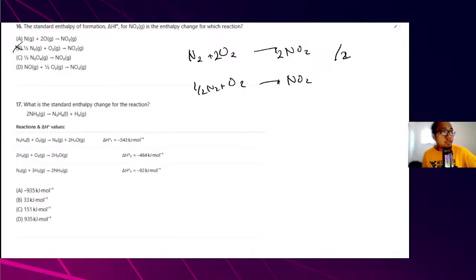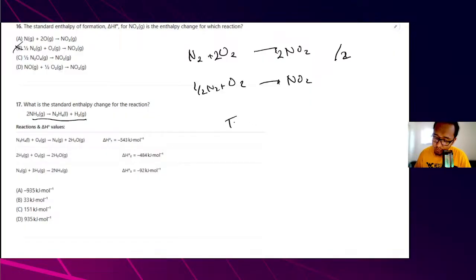Now move on to question 17. We are given a reaction and some enthalpy values over here, given the data one by one. So what is the standard enthalpy for the reaction of this one? So how to solve this problem?